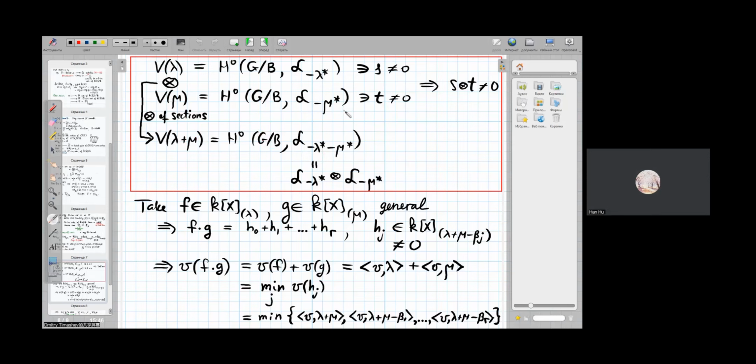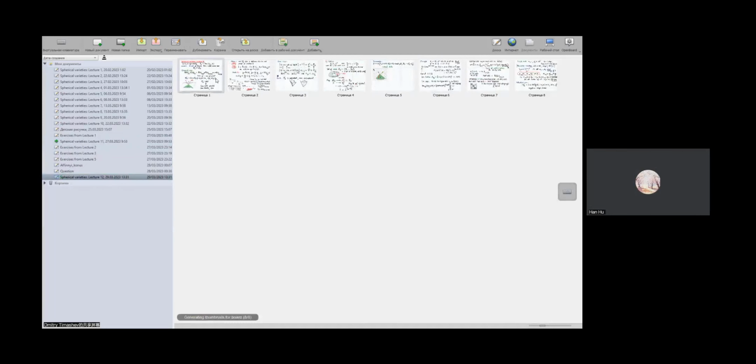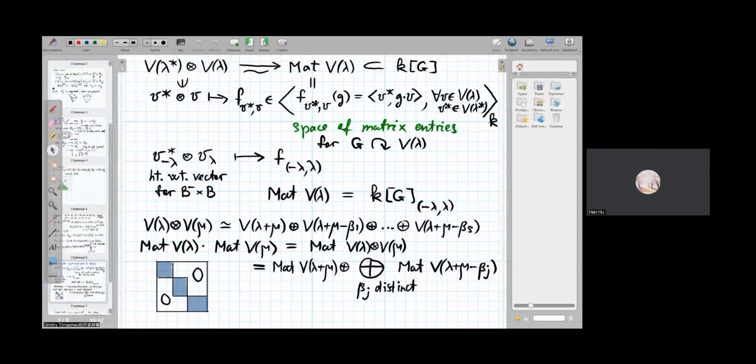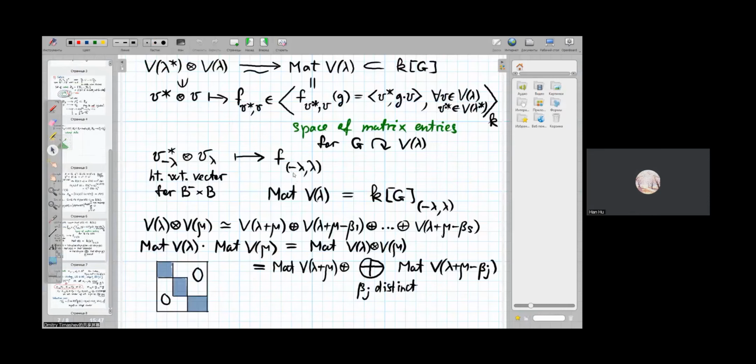I have a question, Professor, about the highest vector of V lambda star tensor V lambda in G times G. Is this about this lecture or the previous lecture? Today's lecture. Then let me come back to this lecture. I think it is on the second to last page. What does V star minus lambda mean? I don't think this vector belongs to V lambda star.